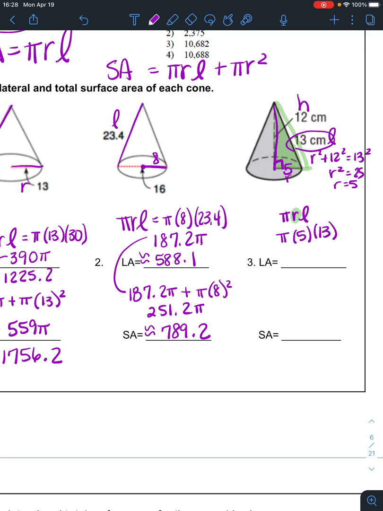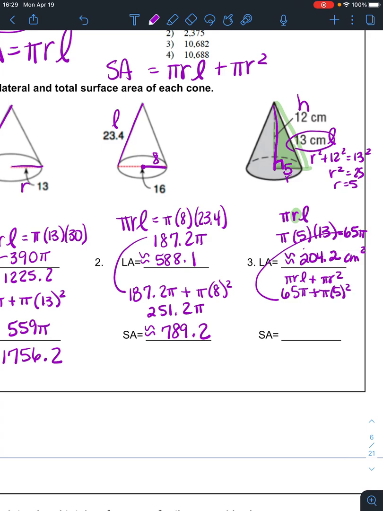So 13 times 5 is 65. So it'd be 65 pi. If you don't multiply it out, you leave it exact in terms of pi. Or if I ask you to approximate and round to the nearest tenth, then it would be approximately 204.2, and that would be centimeters squared. Surface area would be to take that 65 pi, bring it down here, pi RL plus pi r squared, because we add one circle to it.